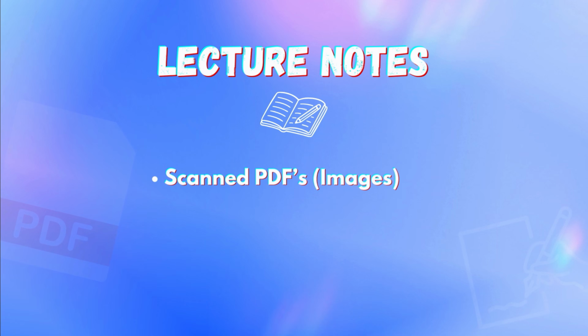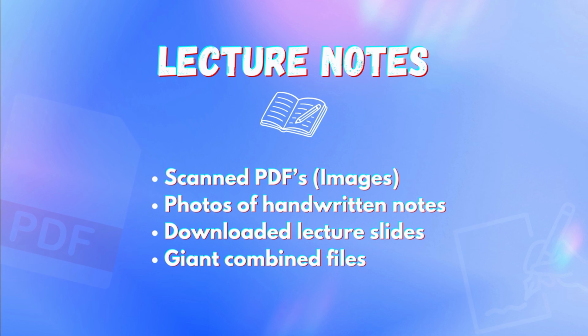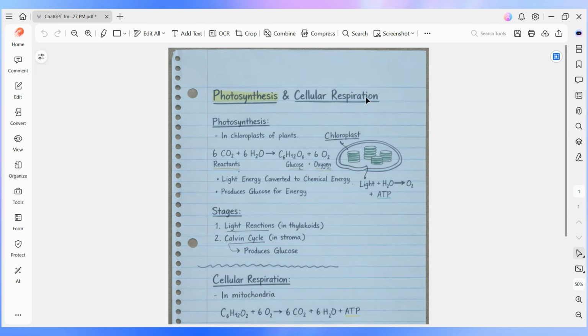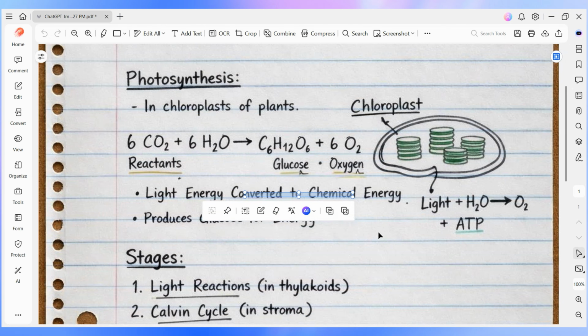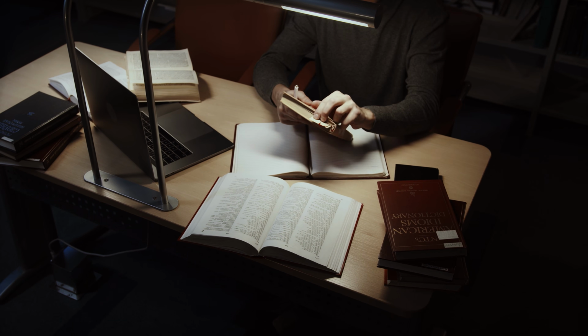Here's what's actually happening. Most lecture notes fall into one of these categories: scanned PDFs that are just images, photos of handwritten notes, or downloaded lecture slides that aren't searchable, or giant combined files with zero organisation. And when a PDF is just an image, your computer can't read the text. That means you can't search keywords, you can't copy definitions, you can't highlight properly, and you waste hours reviewing inefficiently. If you're in college, grad school, law school, med school, or even studying for certifications, this adds up pretty quick. So step 1 is turning those static files into something intelligent.